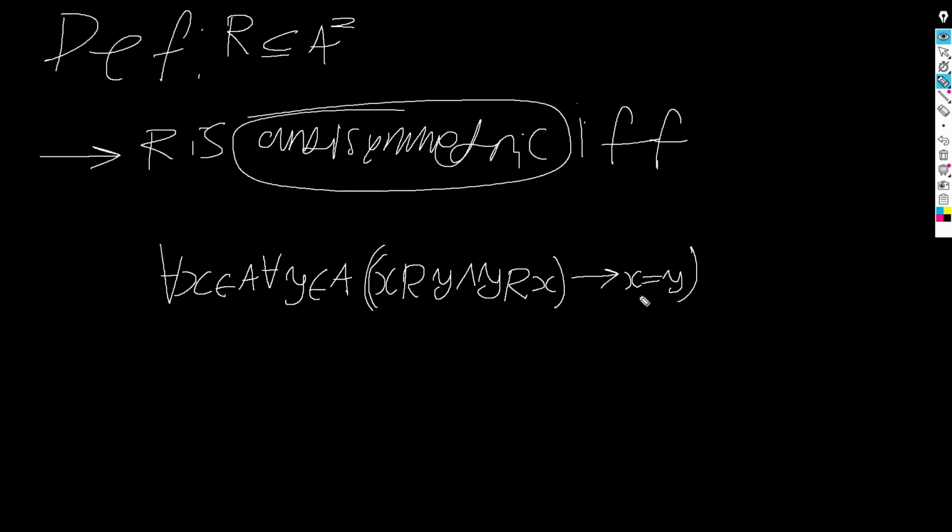And the motivation for why we call it antisymmetric is that R is so not symmetric that there cannot be any two distinct elements that are inversely related to each other. So R is like the opposite of symmetric, hence antisymmetric.